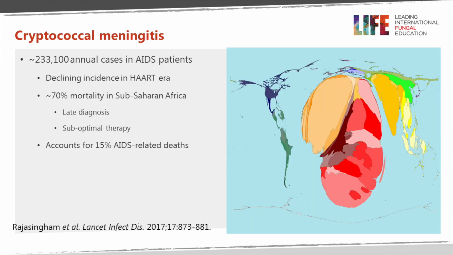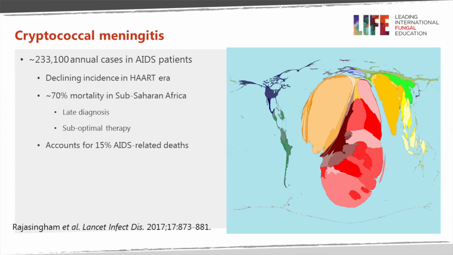So cryptococcal meningitis, mostly in AIDS, but not completely. In parts of Southeast Asia, a quarter of the patients may be related to non-HIV rather than HIV. But there's thought to be about 230,000 patients with HIV and cryptococcal meningitis.